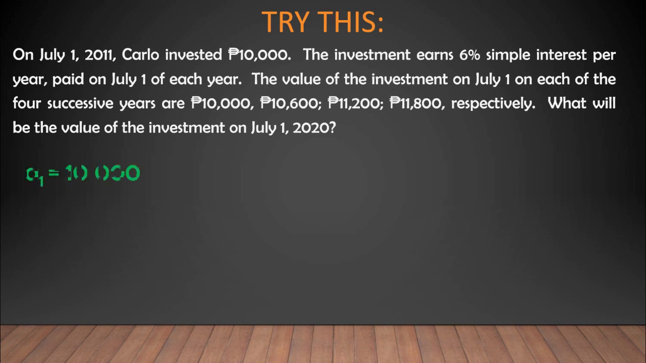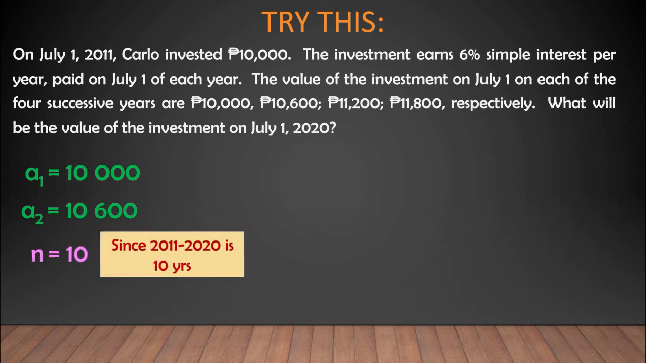So here we are given the first term, denoted by a sub 1. So the first term here is 10,000. What else are we given? We're also given the second term. So a sub 2 here is 10,600. What else? n here will be equal to 10 since from 2011 to 2020, that will be 10 years. Okay, so solving for d, we have 10,600 minus 10,000. So d will be equal to 600.